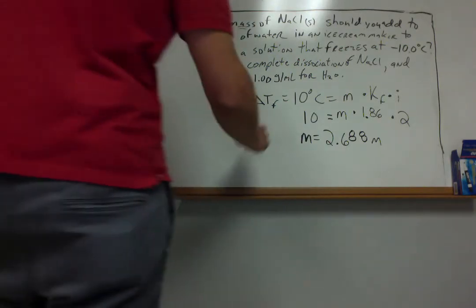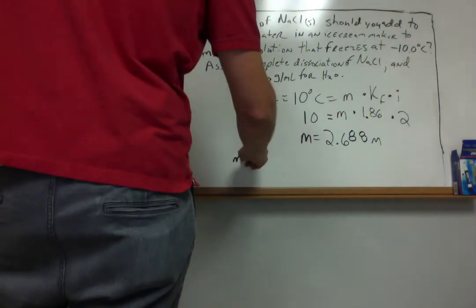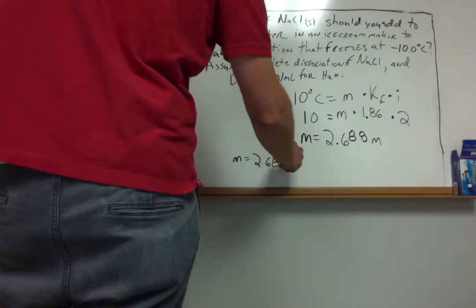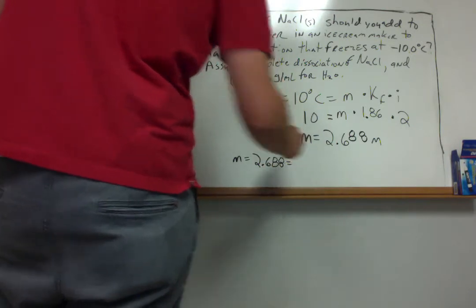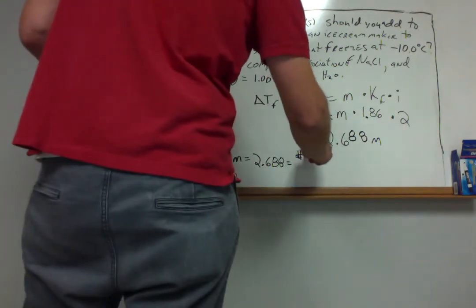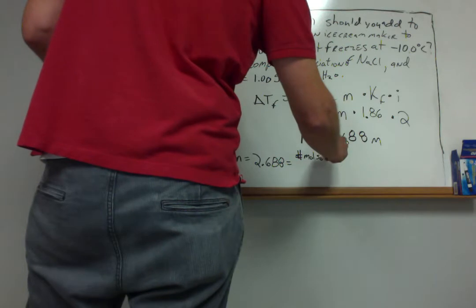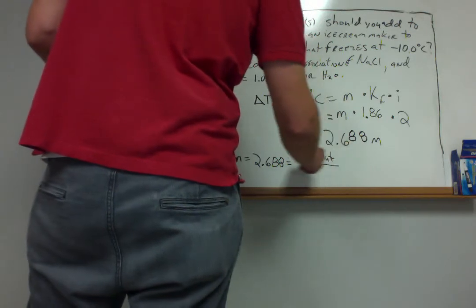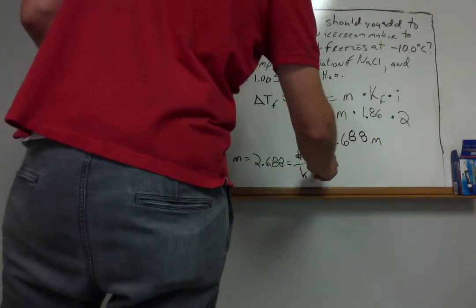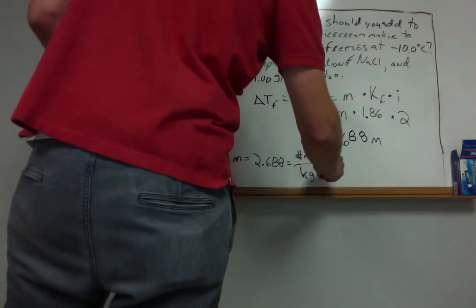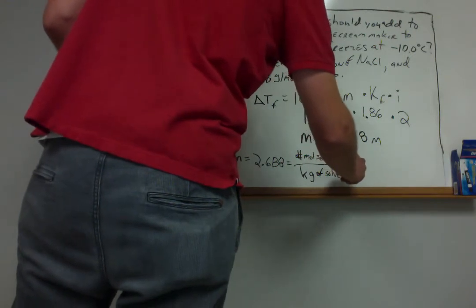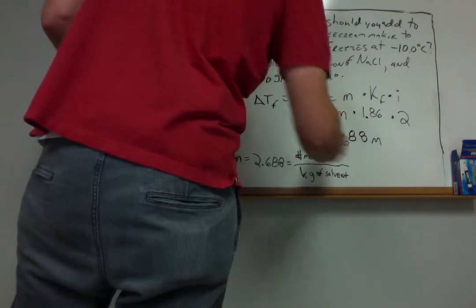So we have to remember our definition of molality. We know it's equal to 2.688 in this case. But we should really remember what that means. And of course, molality is the number of moles of solute divided by kg, or kilograms, of solvent. The mass of solvent expressed in kilogram units.